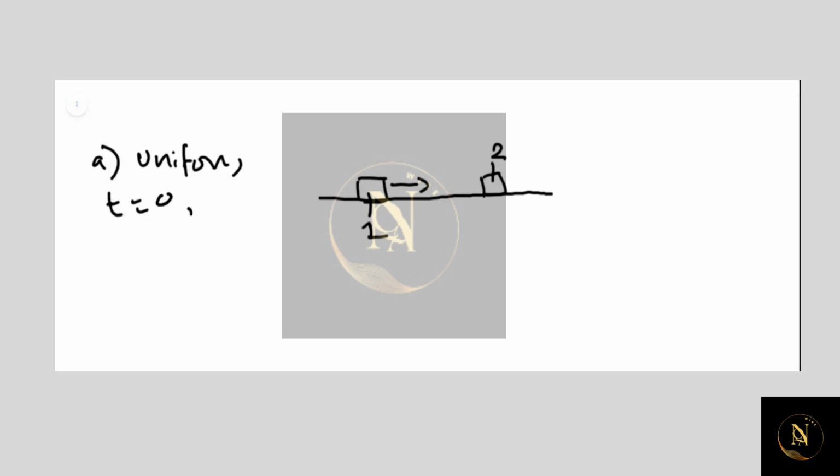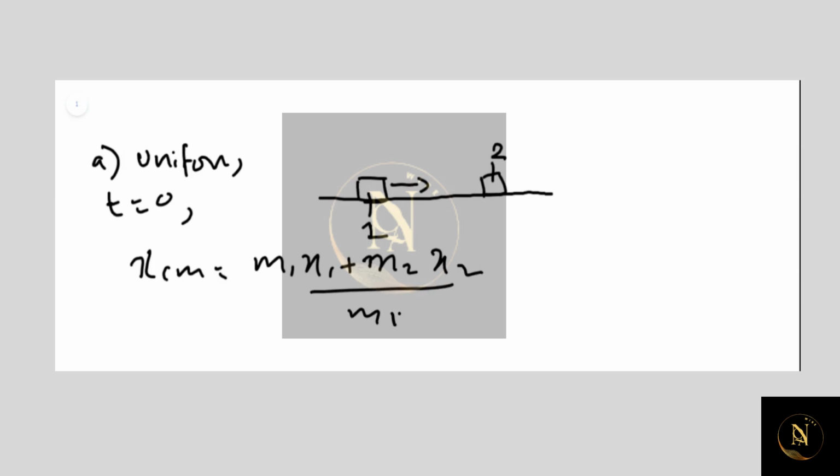equal to 0. Plugging these positions of each block into the equation for center of mass, which is m1 x1 plus m2 x2 divided by m1 plus m2, this gives us x center of mass at t equal to 0 to be minus 0.50 meter.